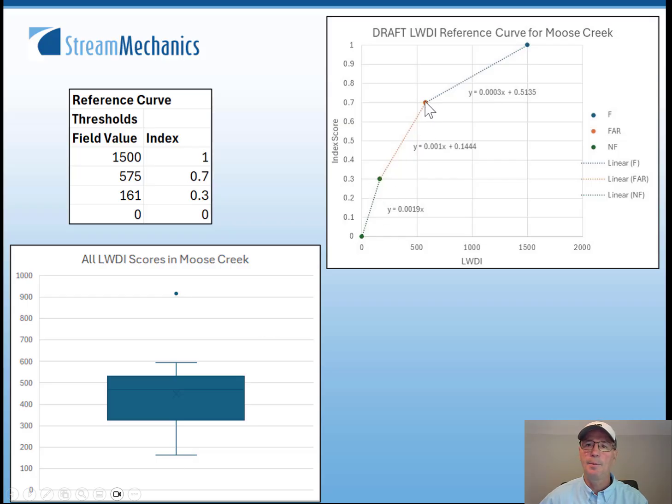And then they came up here to the 0.7, and they said 0.7 is going to be our 75th percentile, that's the 575. And then you'll see this 1500 at a 1.0, but there's no 1500 on this graph. Even the highest score they got was just over 900. So where did they come up with the 1500, and why?